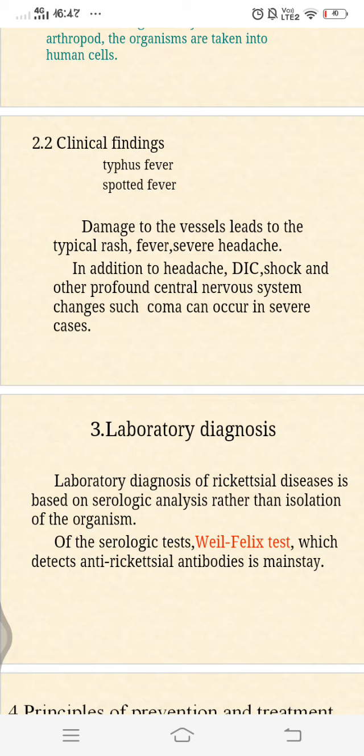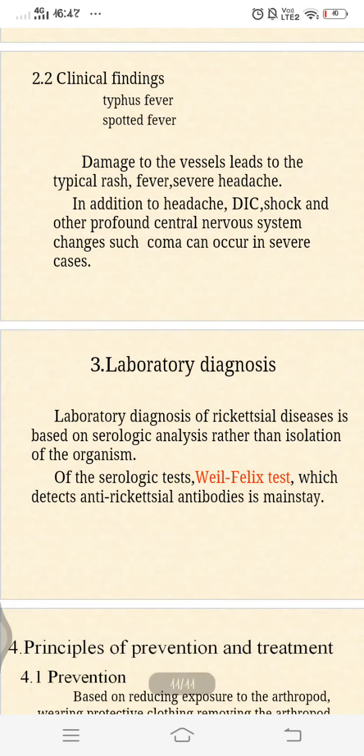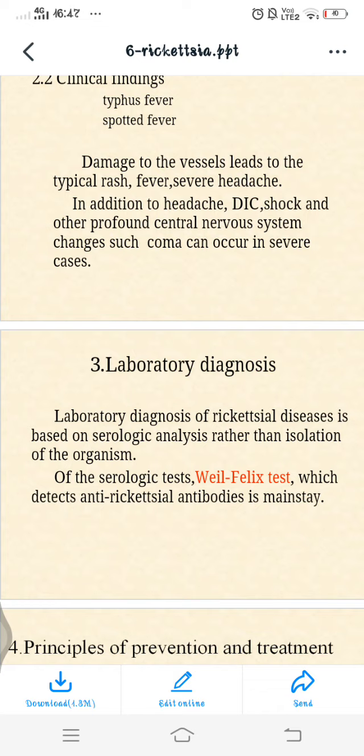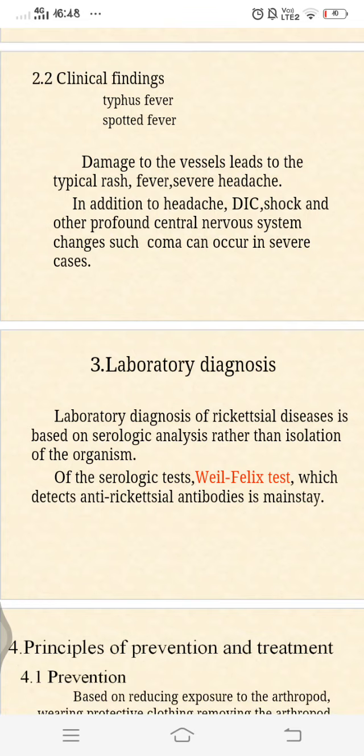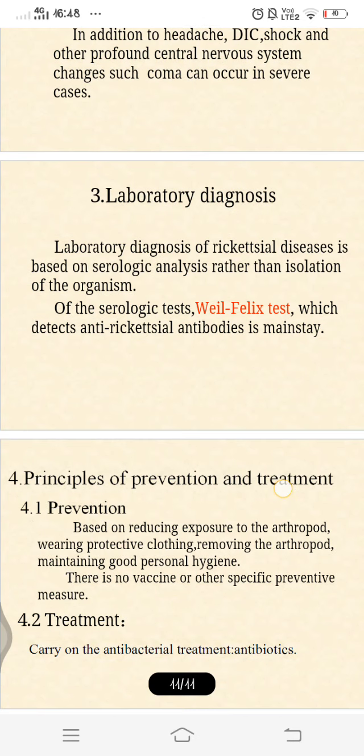So what are the serological methods? It is mainly the Weil-Felix test, and also we use specific tests using Rickettsiaceae antigens. So this is all about that. And coming to the principles, prevention and treatment. So before seeing this, we also need to see the Weil-Felix test, because it is important.